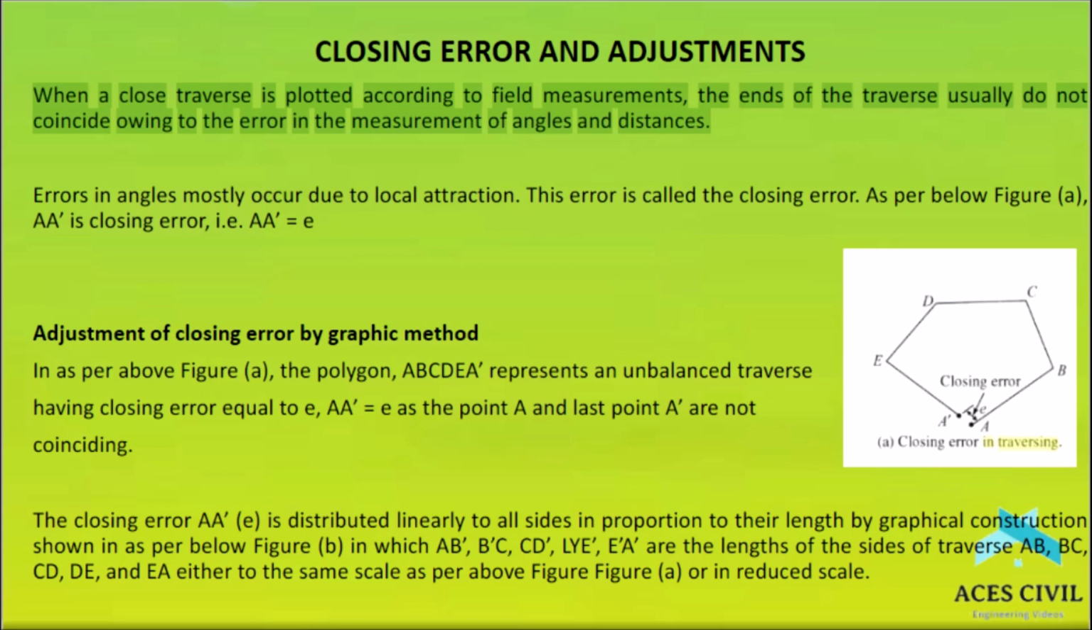When a closed traverse is plotted according to field measurements, the ends of the traverse usually do not coincide owing to the error in the measurement of angles and distances. Errors in angles mostly occur due to local attraction. This error is called the closing error. As per below figure, AA' is the closing error, i.e. AA' equals e.